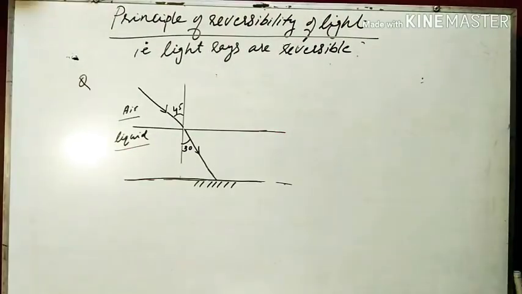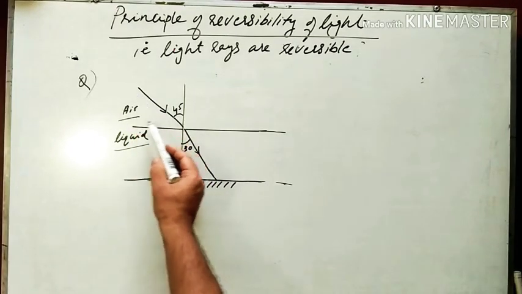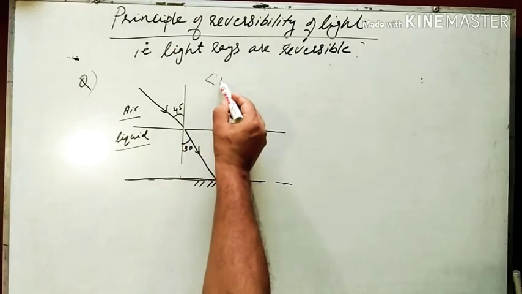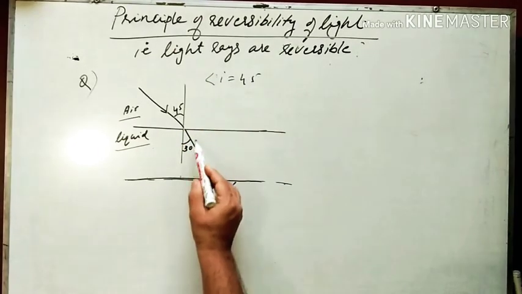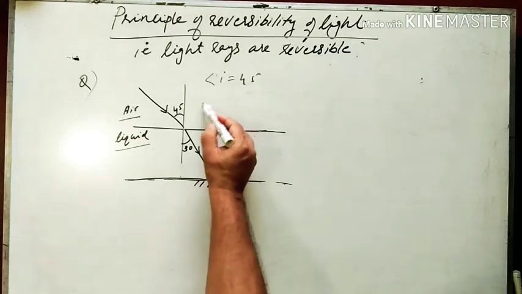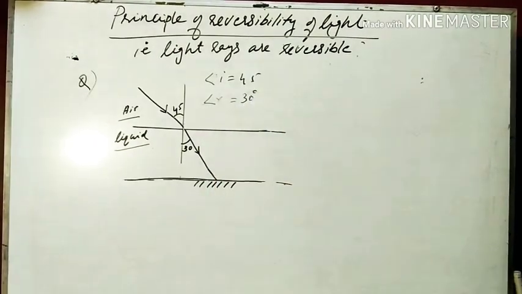Now let's solve an application based on the principle of reversibility of light. This is a question for you. You can see on the diagram, a ray of monochromatic light enters from air into a liquid at an angle of incidence 45 degree, and it is getting refracted through the medium and striking a mirror. The angle of refraction is equal to 30 degree. The question is to show in the diagram the path of the ray of light after it strikes the mirror.